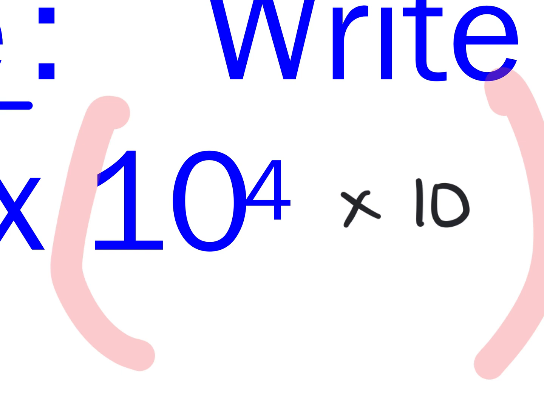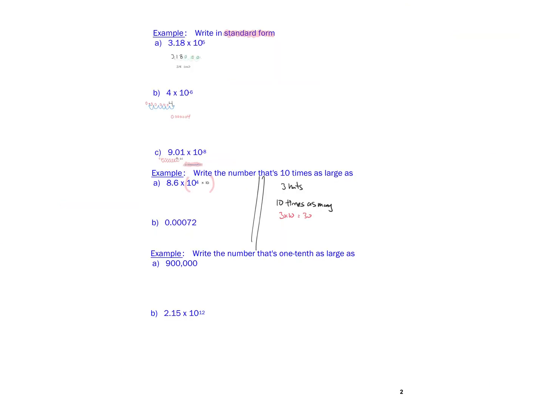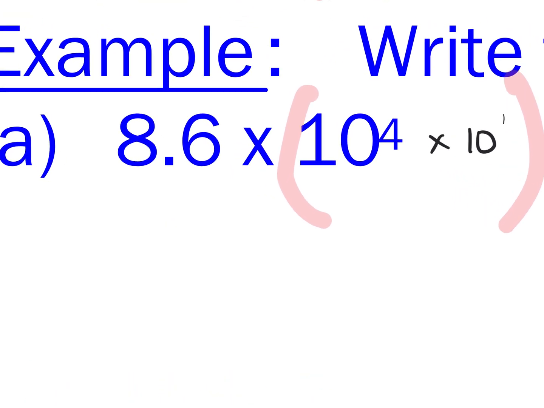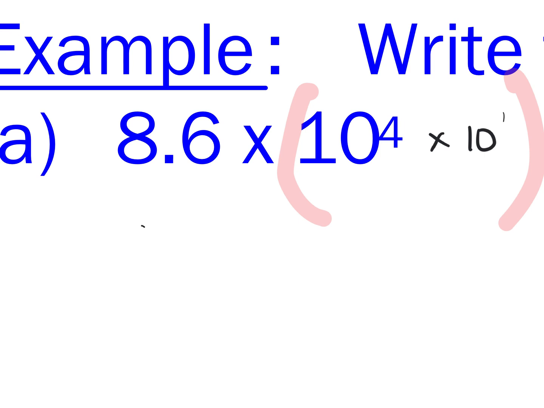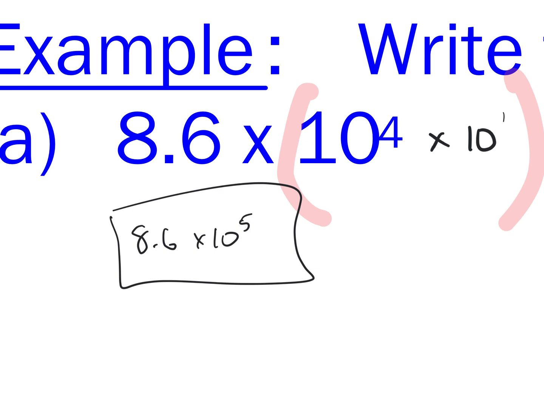What do you do with the exponents when you multiply powers with the same base? They add. Yeah, exactly. There's an invisible 1 here. So if you have 10 to the exponent 4 times 10, that's going to give you 10 to the exponent 5. So 8.6 times 10 to the exponent 4 is going to become 8.6 times 10 to the exponent 5. That's how you do that question.